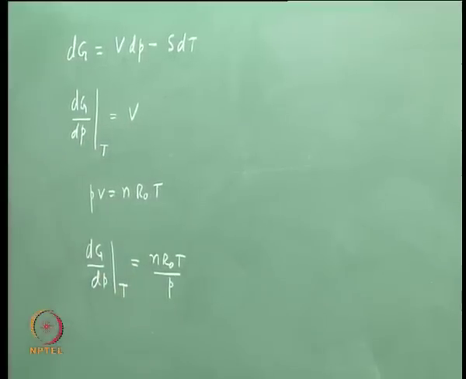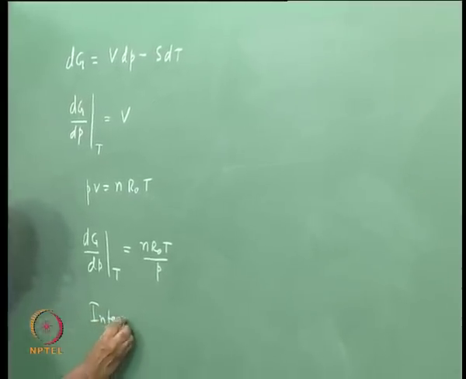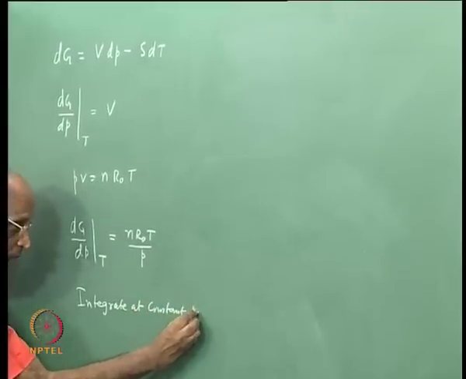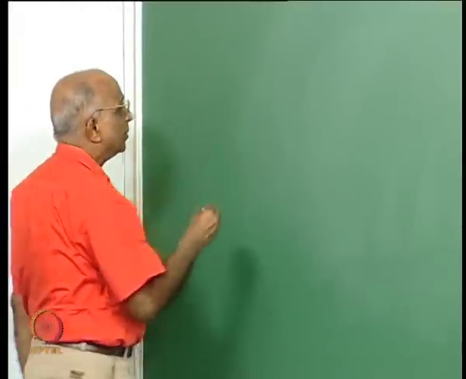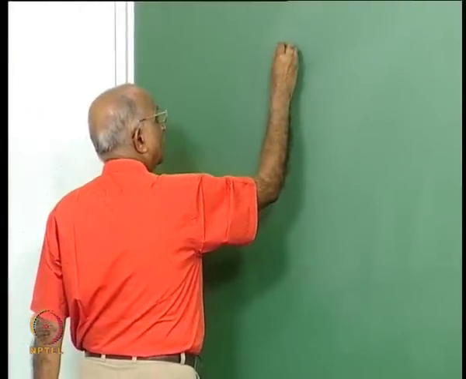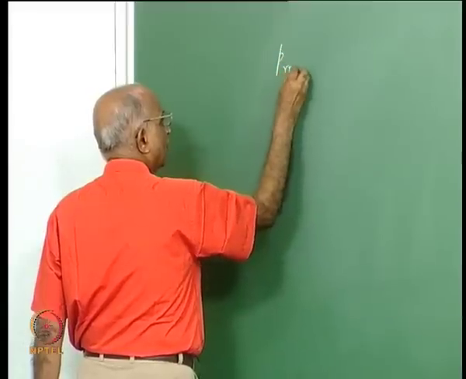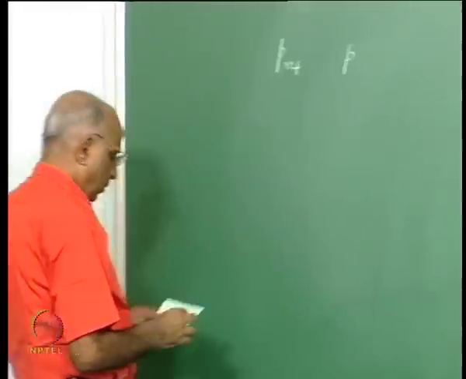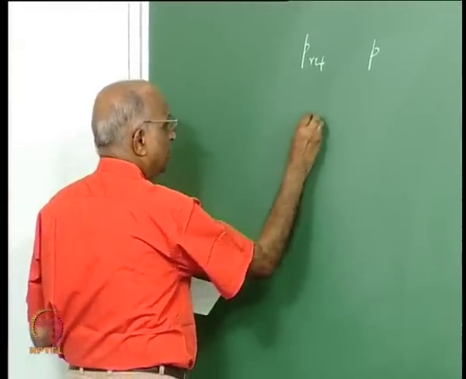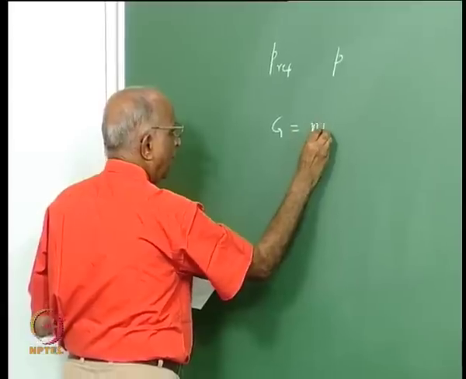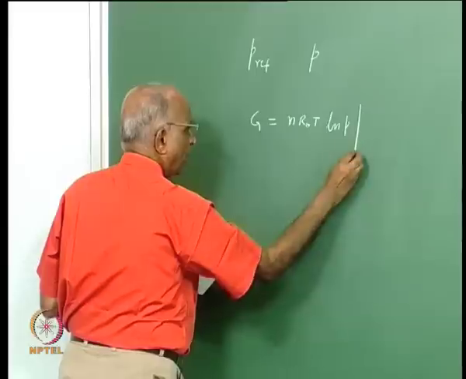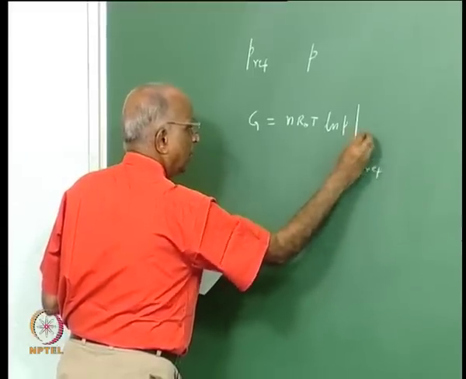And now if I were to integrate this equation at constant temperature, that means I again integrate at constant temperature for a pressure change from a value, say a reference value P reference, to a partial pressure P, we get the Gibbs free energy G as equal to N R0 T ln P going from P reference to the pressure P.